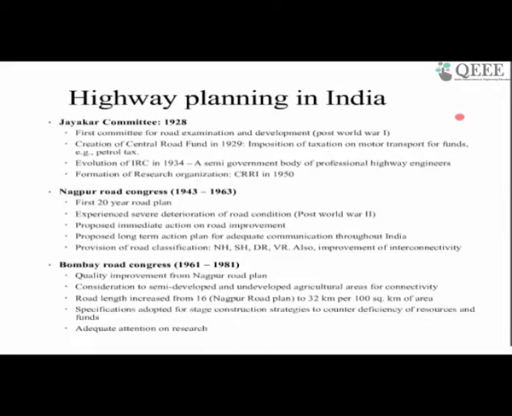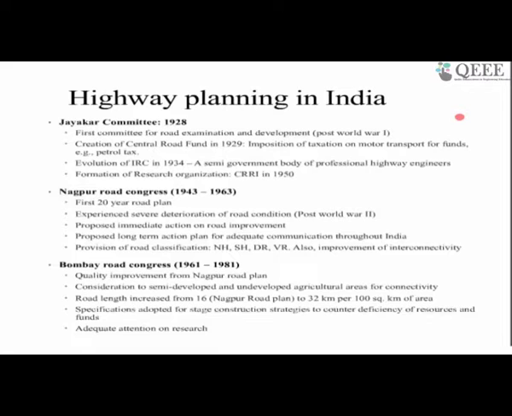In the previous slide you will see the Central Road Fund was suggested in 1927, but it is in 1929 when it was executed. So the Central Road Fund, this is how to tax and how to use that money in the development of the highways. Then they also suggested about the Indian Roads Congress, which was formed in 1931. It's a semi-government body for the professional highway engineers who are in that field, and this still exists, and they have a wide presence all over the country.